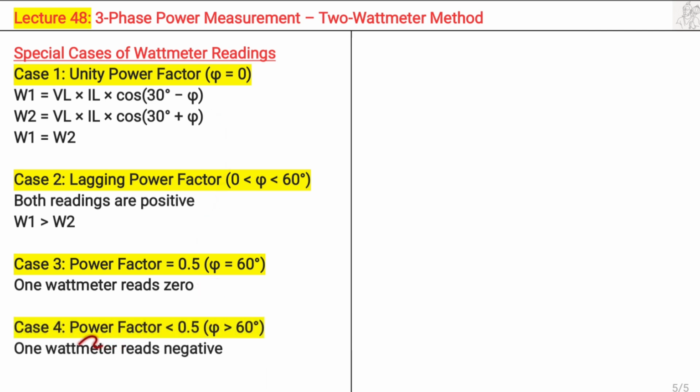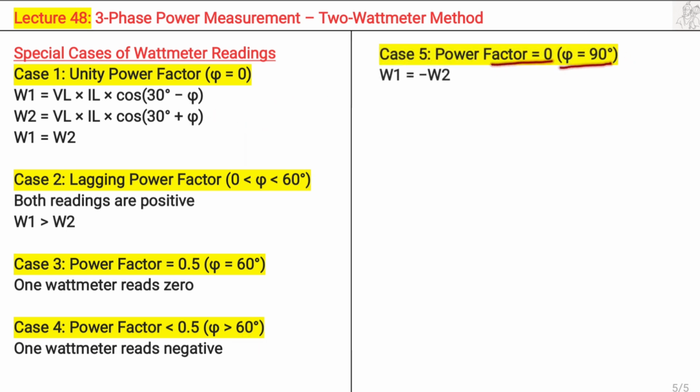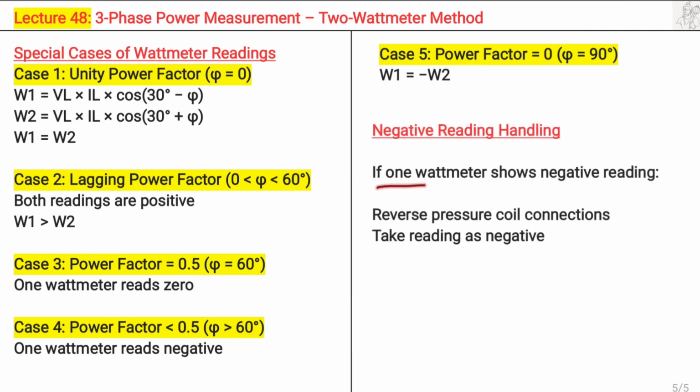For power factor less than 0.5, that is phi greater than 60, one wattmeter reads negative, which is this wattmeter. So this becomes VLIL cos of, suppose, 110, and in the second quadrant cos is negative. Finally for phi equal to 90 degree, power factor is 0, that is cos of 90 is 0, and W1 becomes equal to minus W2. In case one wattmeter shows a negative reading, we can handle this case by simply reversing one of the pressure coil connections to take the correct readings.